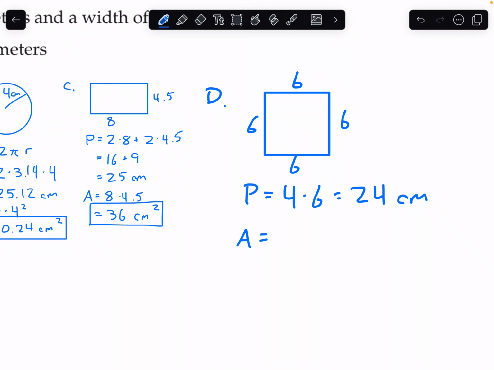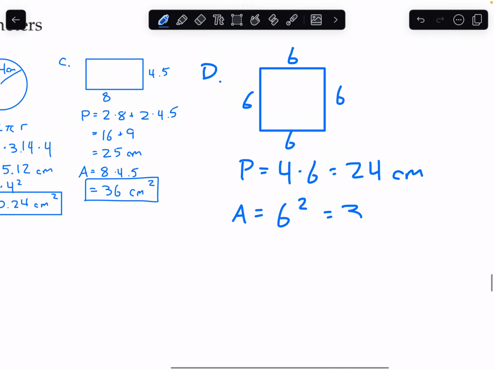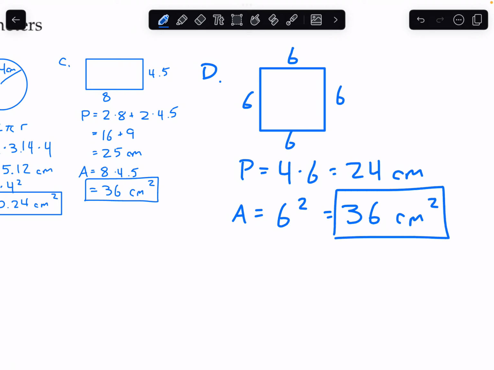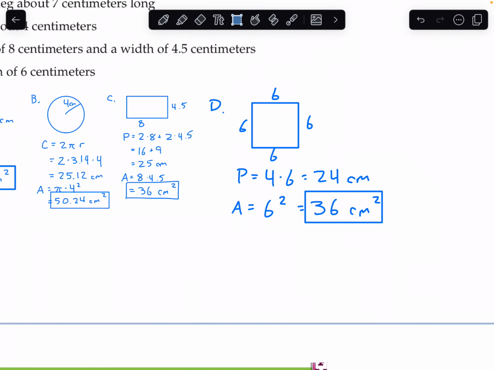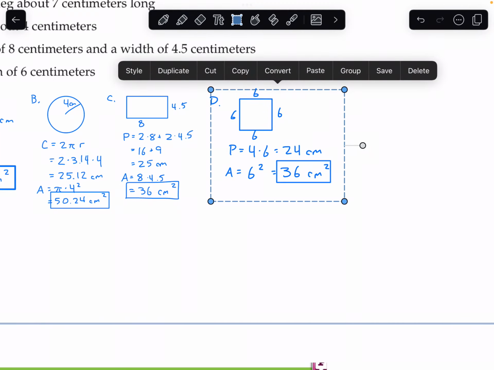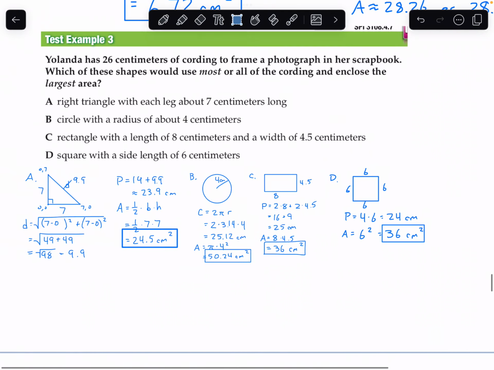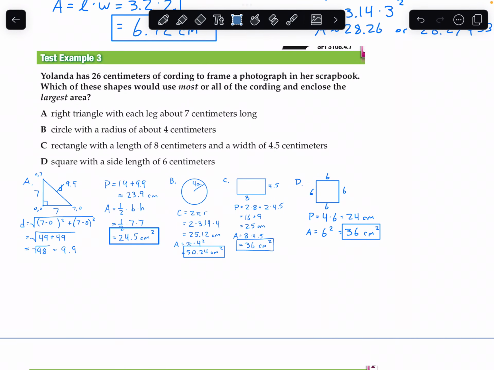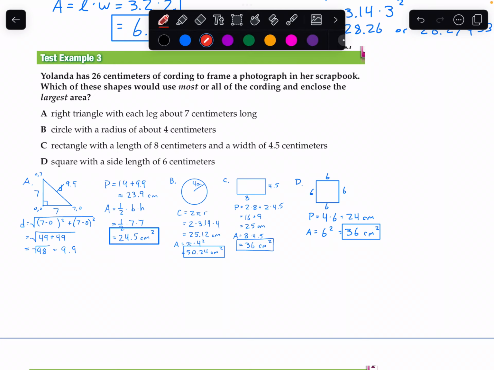How about the area? Area is going to be 6 squared, which is 36 centimeters squared. So the same as the rectangle. Interestingly enough, we get the same area, but we used a little bit less of the perimeter. So the best shape here by far is the circle.